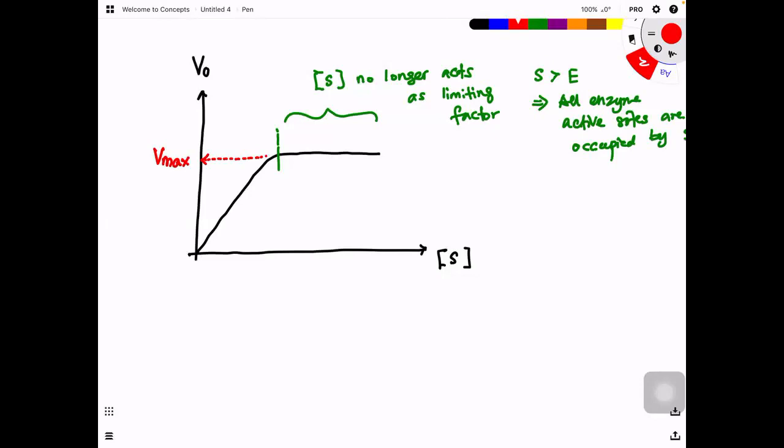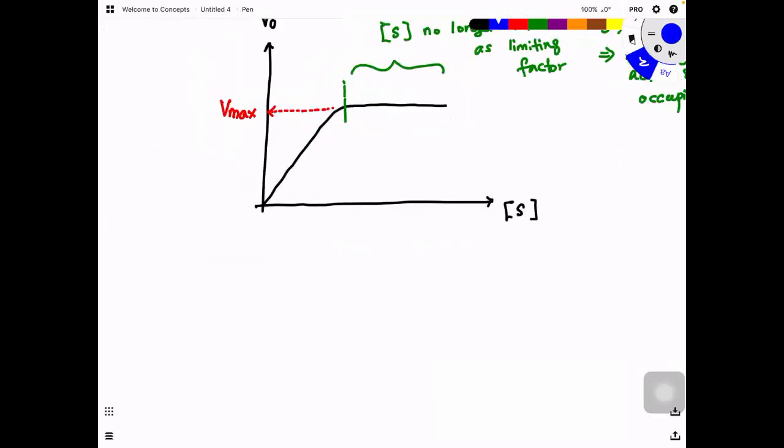Another parameter that we study during the enzymatic reaction is called Km, the Michaelis-Menten constant. If I take Vmax as 100% and halve it, I get half Vmax. If I draw a line from half Vmax on my graph and extrapolate to the horizontal axis, this is termed Km.